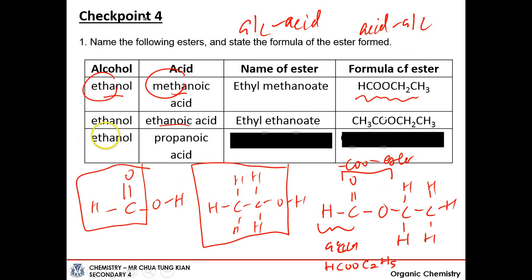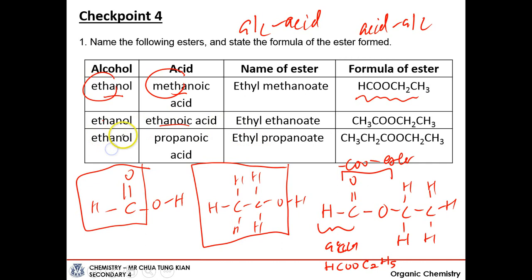Last one, ethanol and propanoic acid. You'll get me ethyl propanoate, formula as such. So how do we get this structure? Draw the thing out and then combine together. If you can't write this out straight away, do not try to write it out straight away. Otherwise, most likely you will get it wrong. Okay, draw it out first and then convert the structure into the formula.